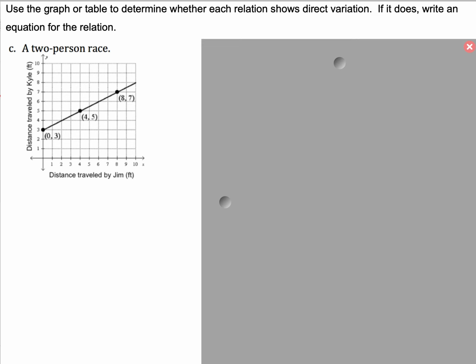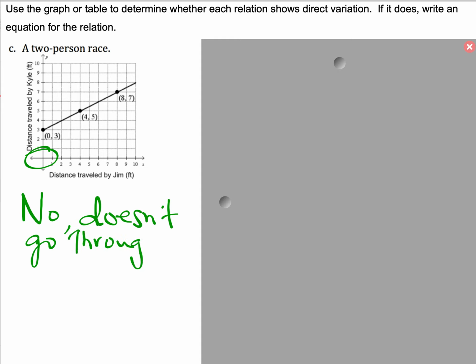Next, we've got a two-person race represented in a graph. Now, this graph is a straight line, that's good, but it doesn't go through the origin. So no, because it doesn't go through the origin. All proportional relationships will go through the origin.